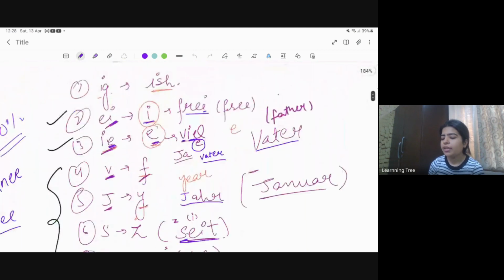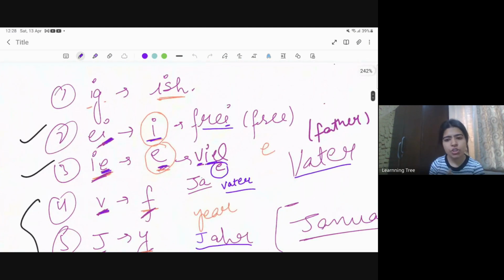Right? So IG is pronounced as ish. Now see, in many parts of Germany, people also call it ig, but that is rare. Yeah, majority of people are using ish. So we'll go with majority. So IG will be pronounced as ish.